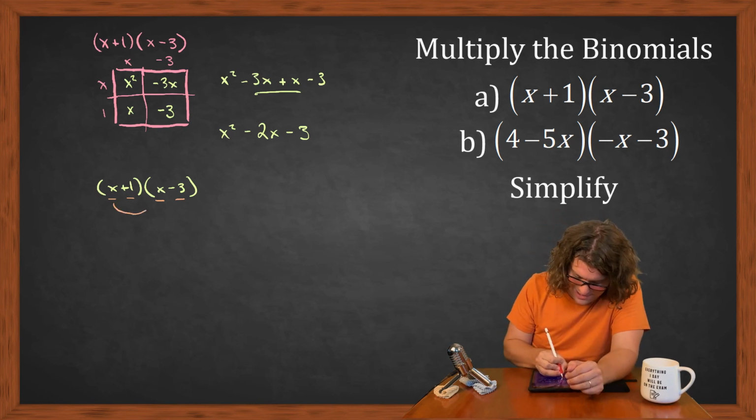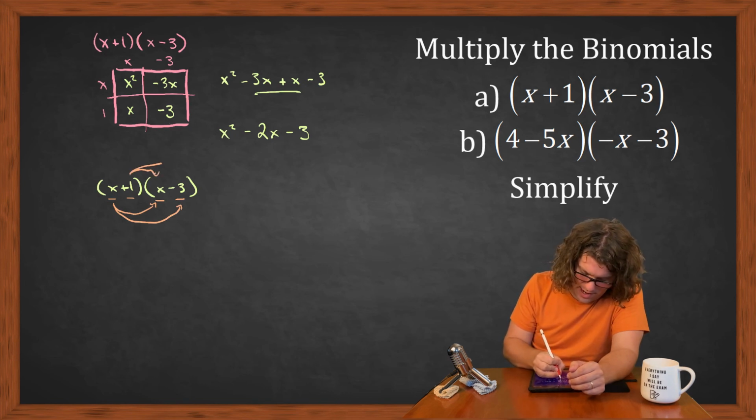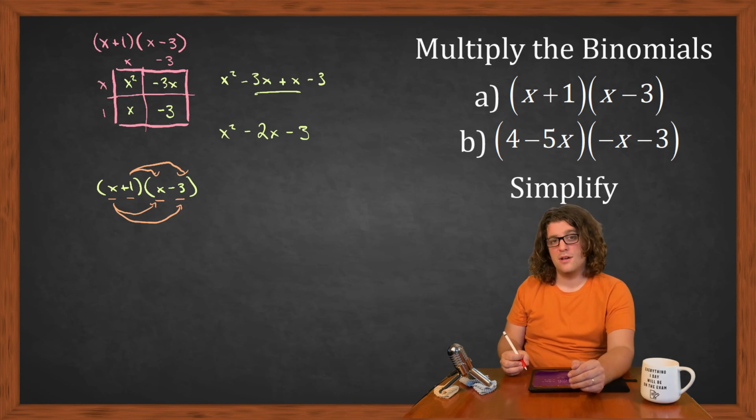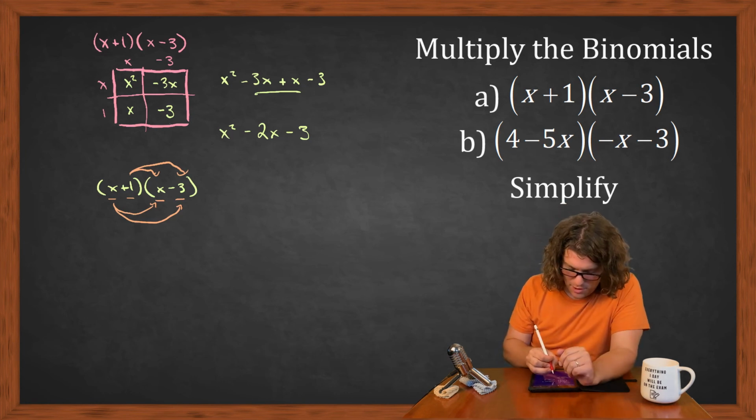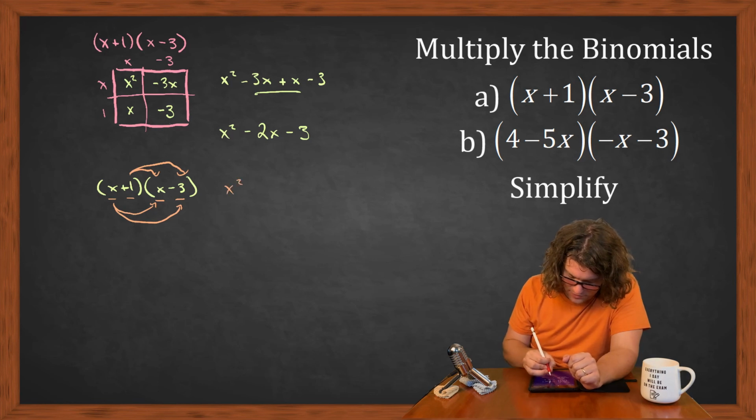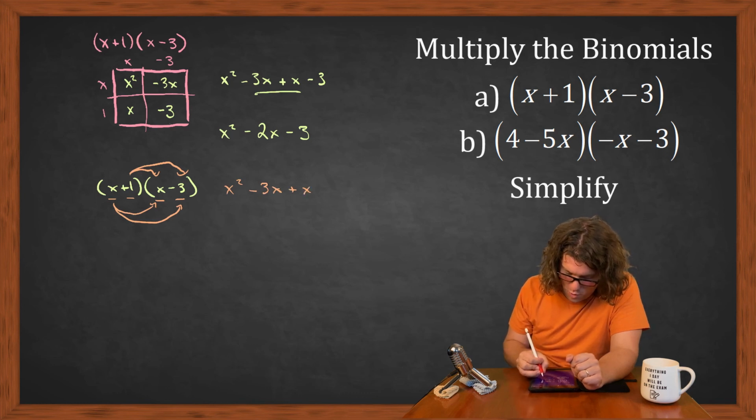So that means x is going to multiply onto x, x is also going to be multiplying onto -3, 1 is going to be multiplying onto x, and 1 is also going to be multiplying onto -3. We'll take the result of all 4 of those multiplications. X times x is x squared. Next up, we have x times -3 is -3x, plus 1 times x is plus x, and 1 times -3 is -3.